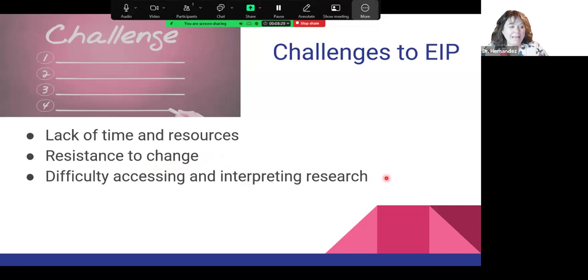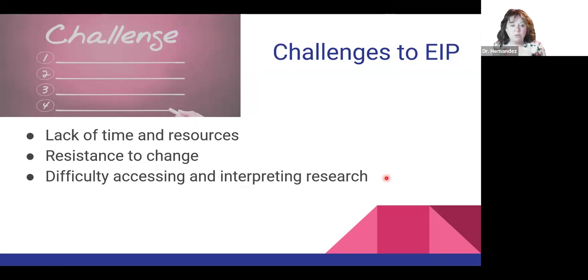And then difficulty accessing and interpreting research. This is probably the hardest part for the majority of school social workers, because once you graduate from UNLV, you no longer have access to the library. So you have difficulty accessing and interpreting the research, especially if you don't have a strong background in research methods. It's hard to find articles that are not protected behind a paywall. So you've got to look for open resource articles, that type of thing. So it makes it a little bit harder.